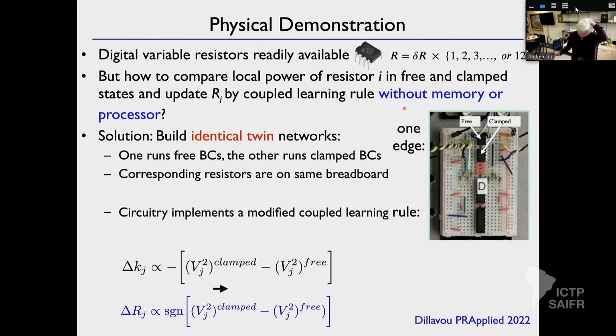So Doug came up with something I just found very clever, which is to build 2 identical networks, twin networks, where each edge always has the same resistance. One runs the free boundary conditions, the other one runs the clamp boundary conditions. So each edge in our network is actually 2 edges, one running free and one running clamped. And then they are connected together through circuitry which implements a modified coupling rule, where we just adjust the variable resistor up or down according to the sign of the voltage squared across the clamped minus the voltage squared in the free case. So each edge is this little circuit. And then we update the resistances of both the free and the clamp twin so that they always have the same resistance.